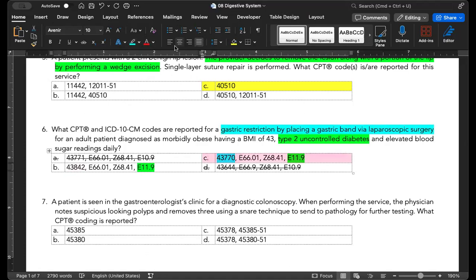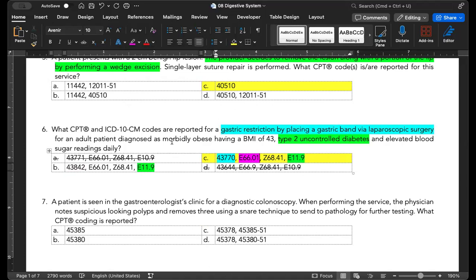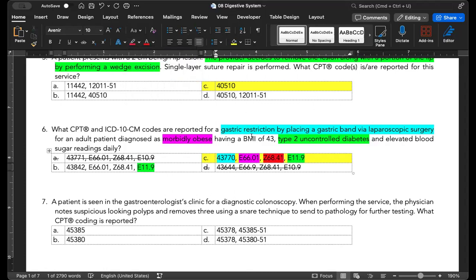So really, we only had to look up 2 codes out of all 4 of these to quickly find our answer. E66.01 is your morbid obesity, I know because I've looked at these codes 850 bajillion times, and the Z68.41 is the BMI of 43. But like I said, from a testing perspective, we really only had to look up the 43770 and the E11.9. Any questions on that one?